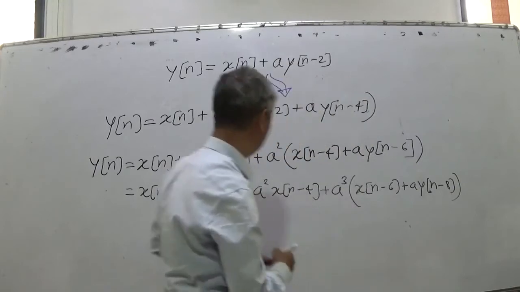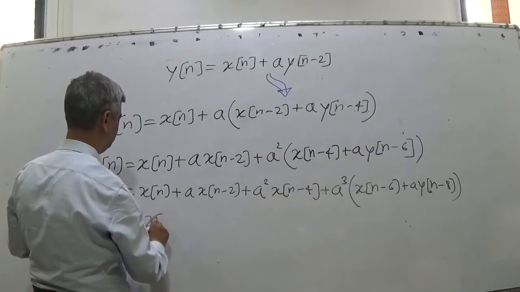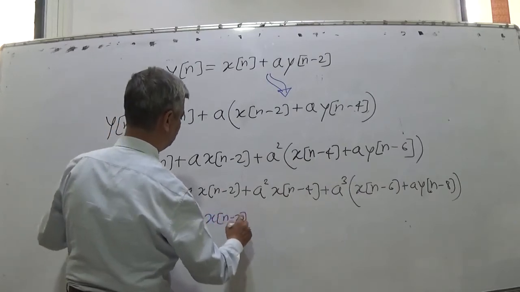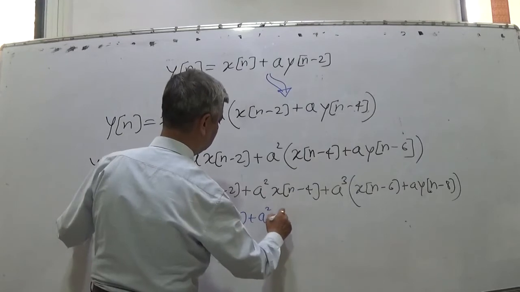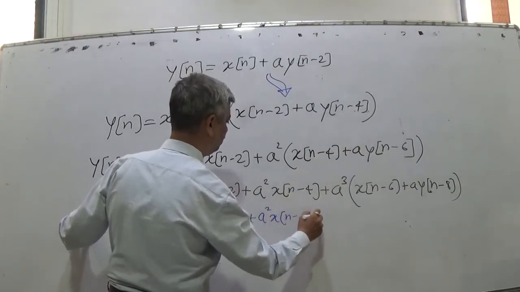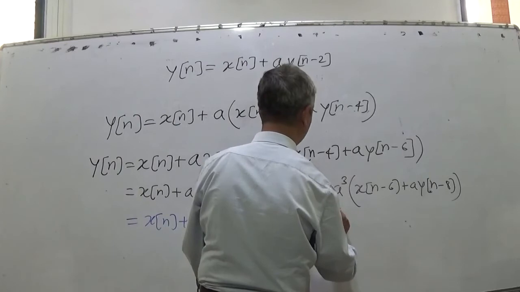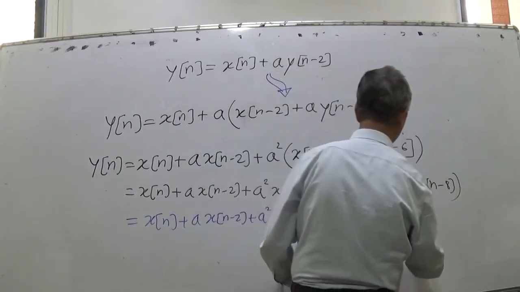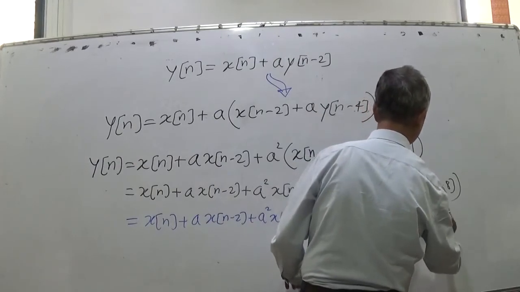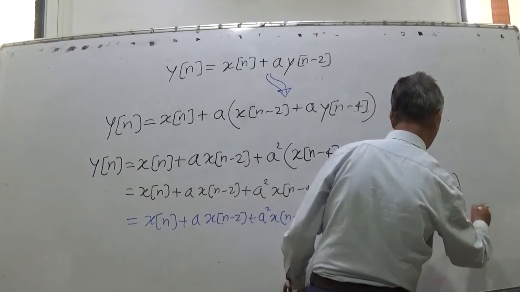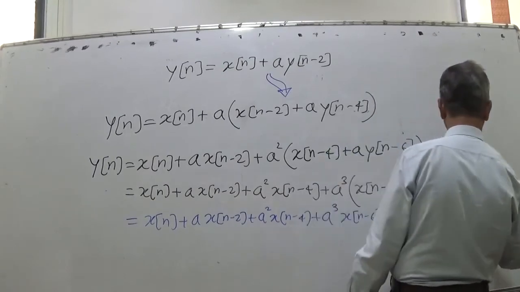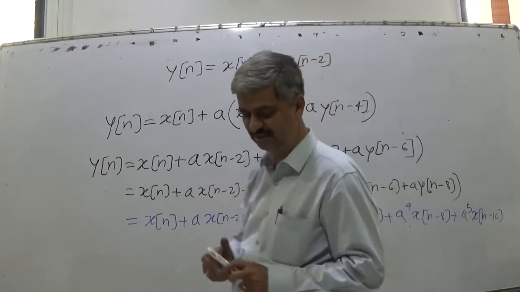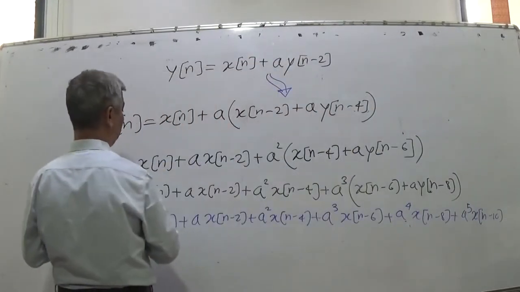Common sense prevails, and it should prevail always. xn plus a xn minus 2 plus a square xn minus 4 plus a cube xn minus 6 plus a raised to 4 xn minus 8 plus, obviously it will go like this, a raised to 5 x of n minus 10 and so on. So in general the formula would be like this.